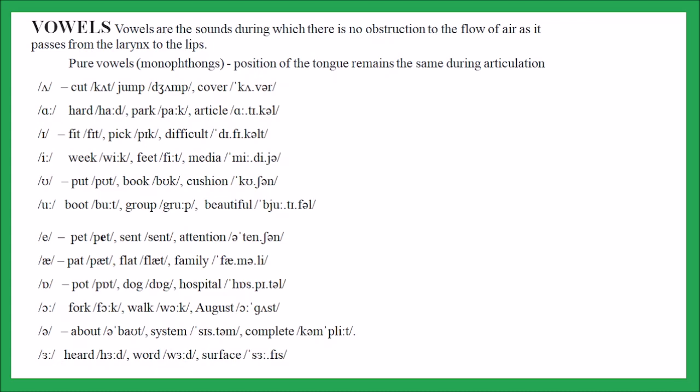A as in cut, A as in hard, E as in fit, E as in weak, U as in put, Oo as in boot, A as in pet, A as in pat, O as in pot, O as in fork, as in about, and as in heard. So they are the pure vowels or monophthongs.